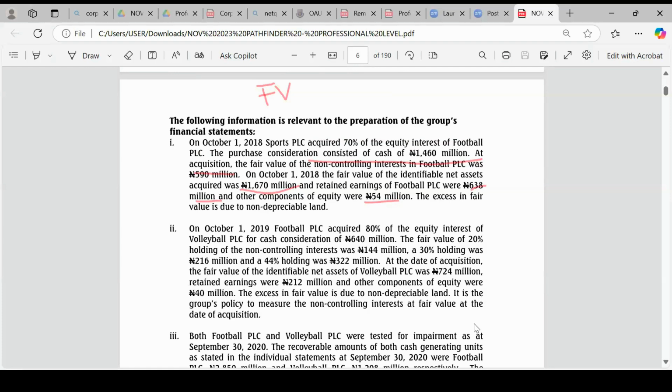And now they have told me the excess in fair value is due to non-depreciable land, right? So if I were you in the exam, this whole paragraph, I need to shorten it. How do I do that? Very simple. We have controlling interest to the tune of 70%. NCI would represent 30%. Now, the cost of this acquisition was 1,460,000.